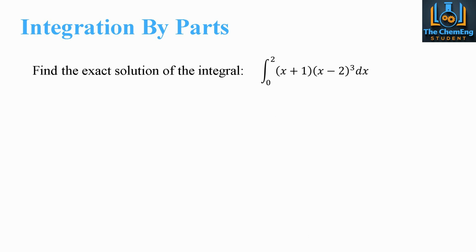Now, the best way to look at this is by an example. So we're going to look at this definite integral, and we need to find the exact solution. Now, the reason we can find the exact solution is because we have limits here. So we have the equation, the integral from 0 to 2 of (x plus 1) times (x minus 2) cubed dx.